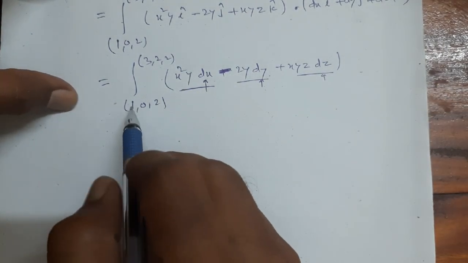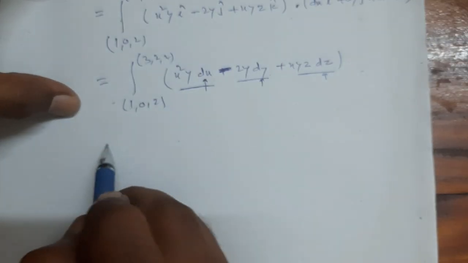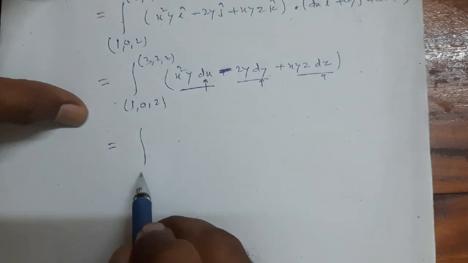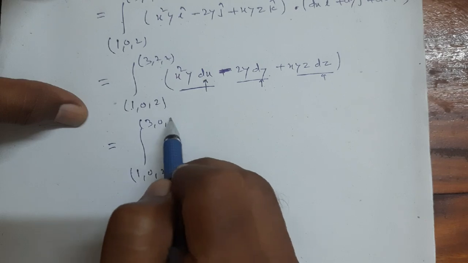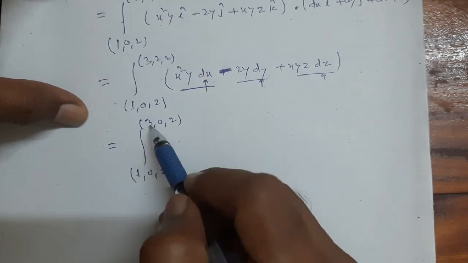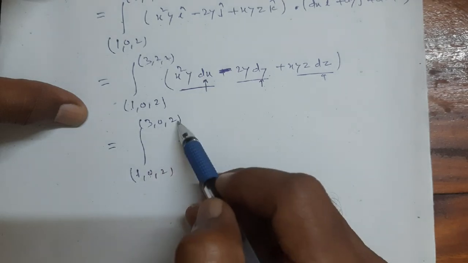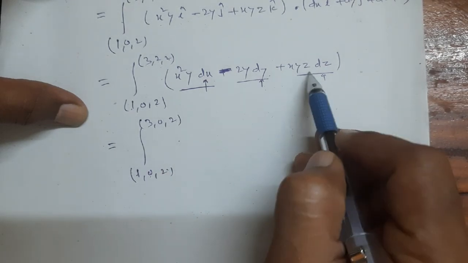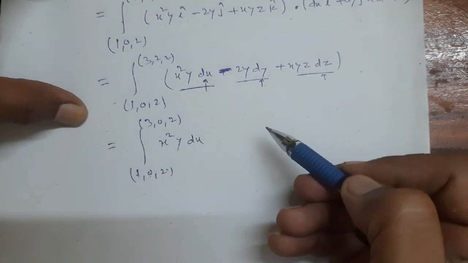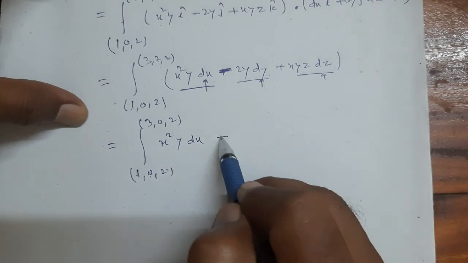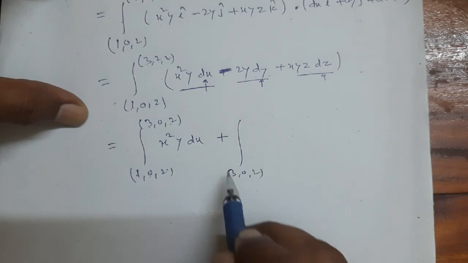Therefore instead of having the direct integration from 1, 0, 2 to 3, 2, 2, I will split this into 3 parts. I will integrate from 1, 0, 2 to 3, 0, 2. That means I will change the value of x only. And during this integration, dy is equal to 0, dz is equal to 0, and therefore there is no need to consider these two terms. Only I can write it is x square y dx plus. Then beginning from this point, it is 3, 0, 2.